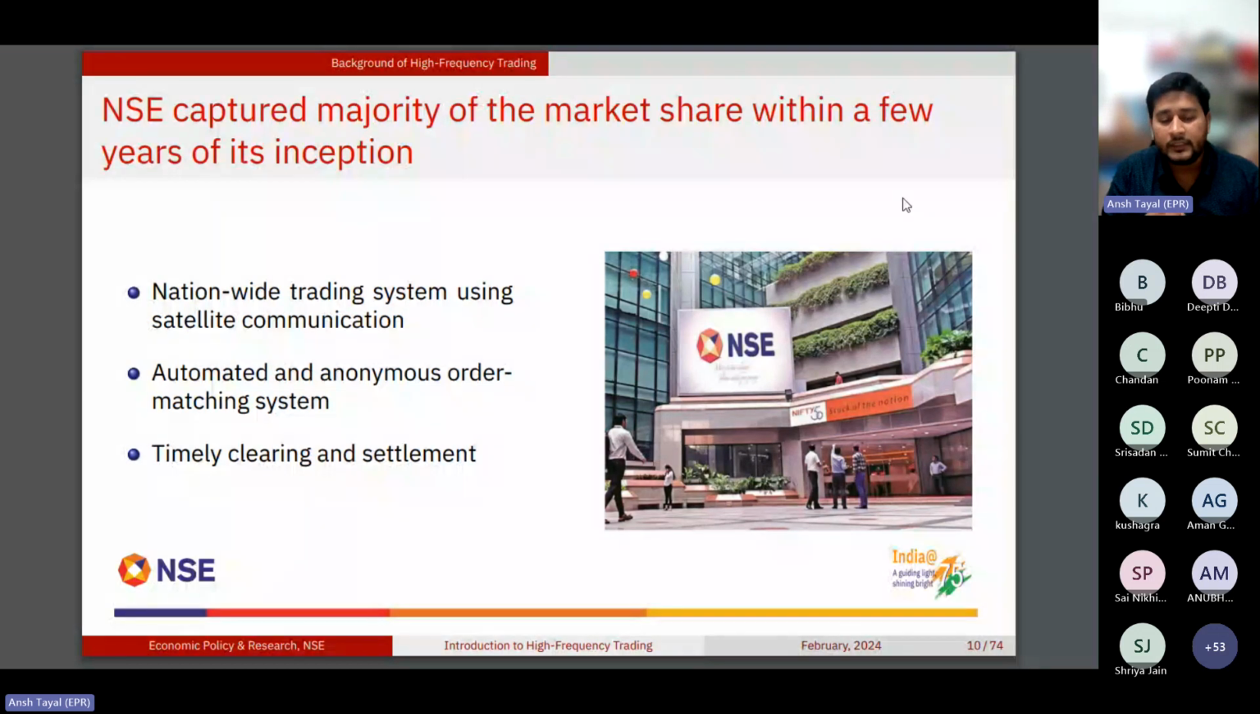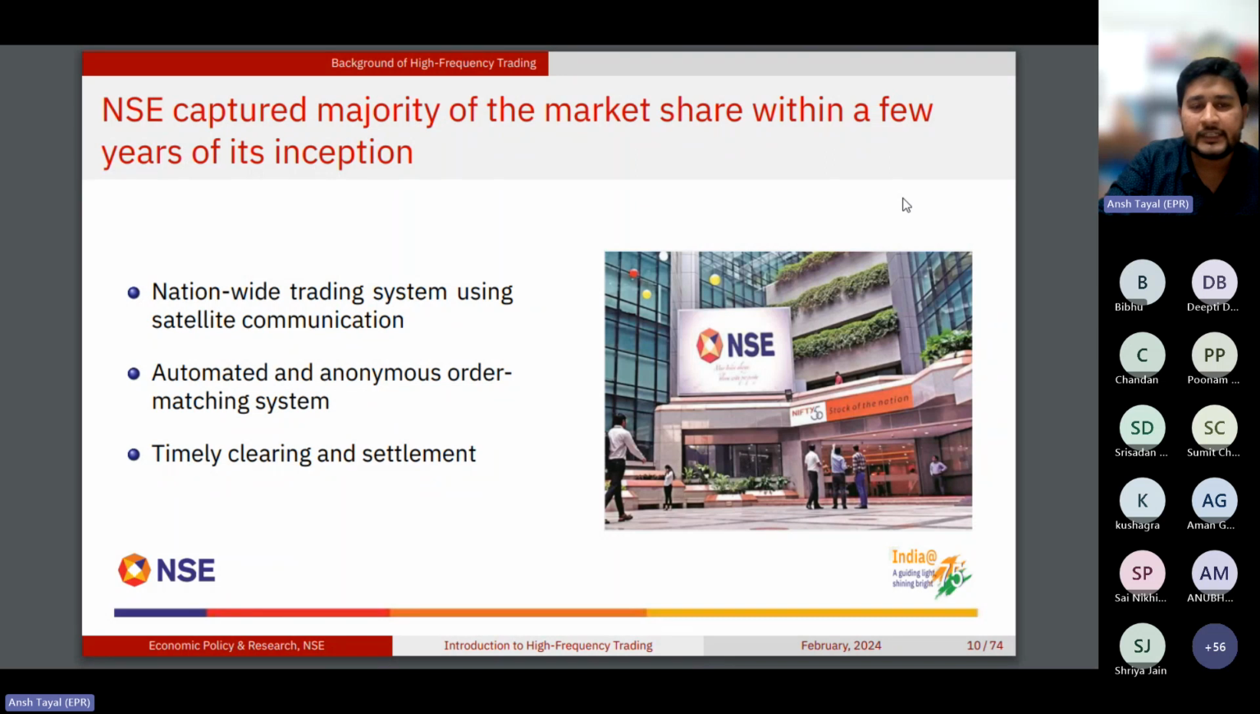So the story doesn't end when your trade matches. The final settlement is when the amount comes to your bank account. So that is clearing and settlement. Because NSE introduced these things which were not there before, NSE captured the majority of the market share within a few years of its inception. And within 1 year of its inception, it surpassed BSE.